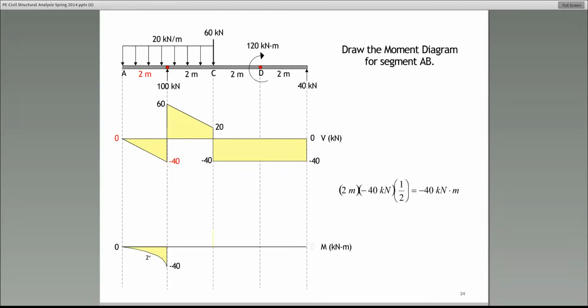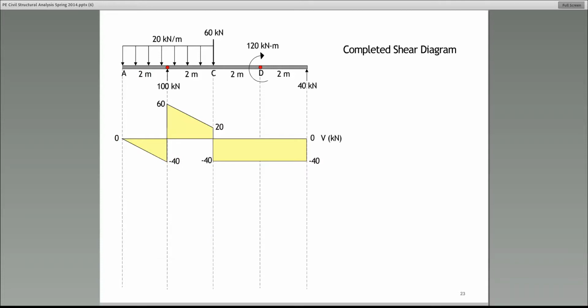The next thing I want you to do is help me draw the moment diagram. Once again, I hope that everybody is participating in this because it's important, and it's really not that difficult. So from the left end, we're going to use the shear diagram to create the moment diagram. Now, remember, in order to get the moment from shear, what do we have to do to it? Integrate it. All right, so M is equal to the integral of V dx.